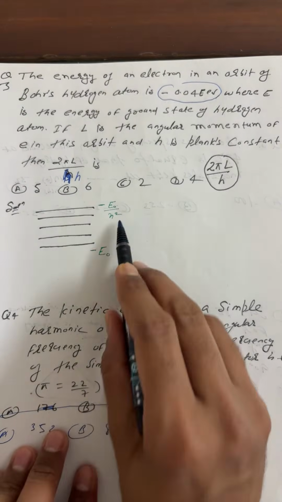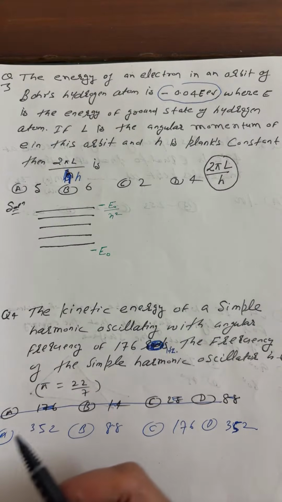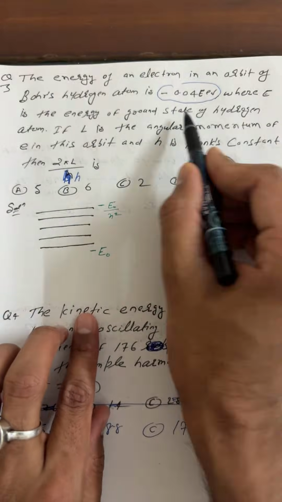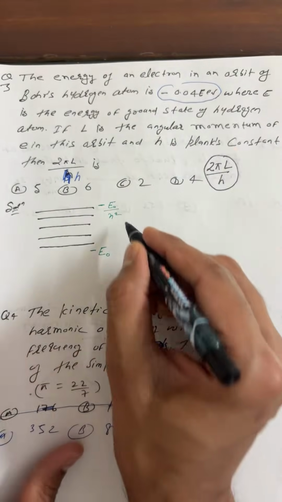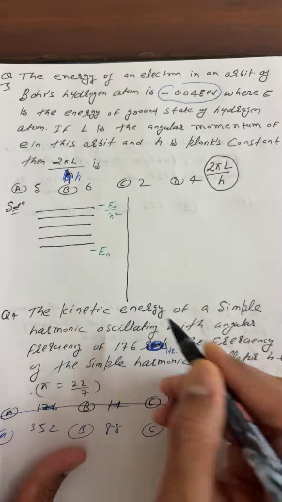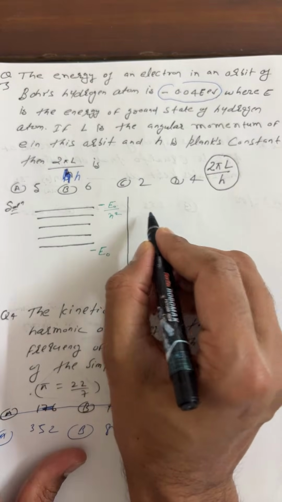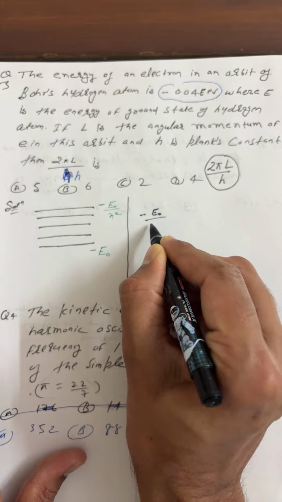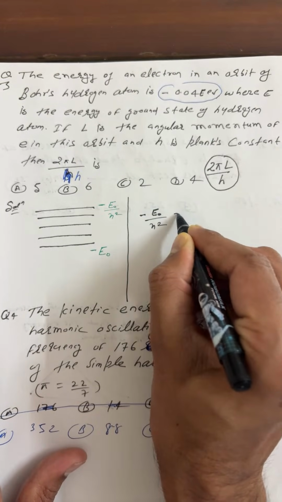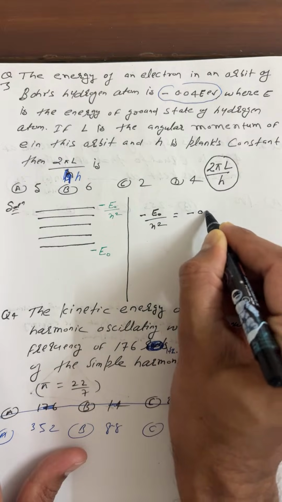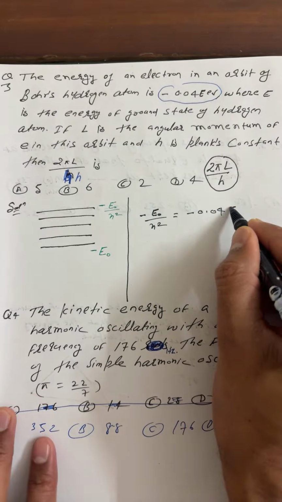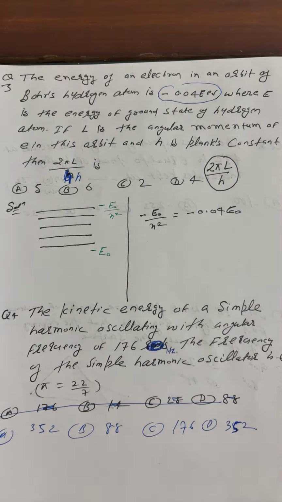Now, students, this is E naught and E naught by n square, right? They mention the energy of Bohr's atom. So, students, you can just equate these two, right? Then what will you get? This is minus E naught by n square is equal to minus 0.04 E naught.